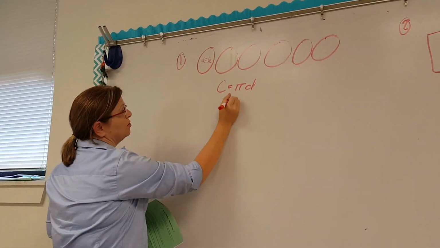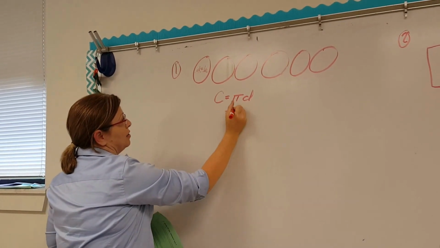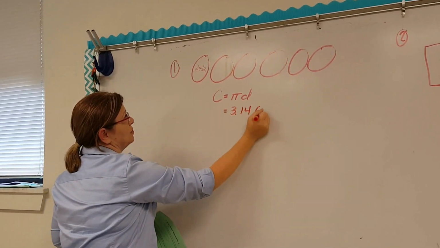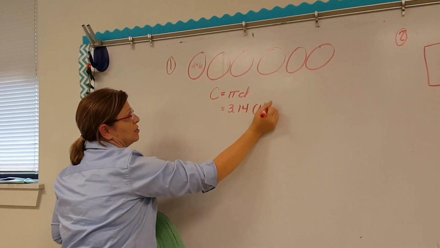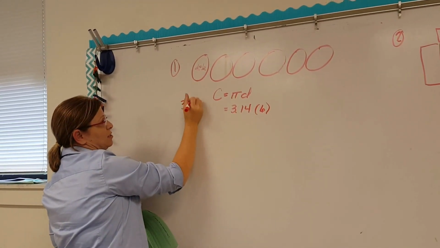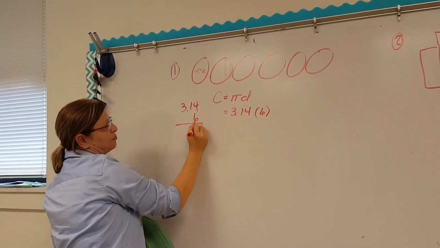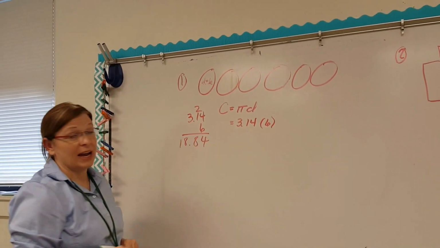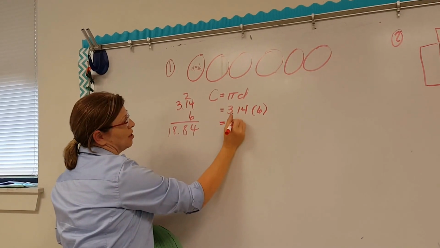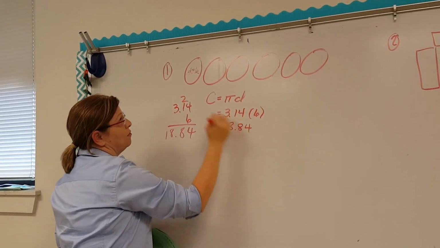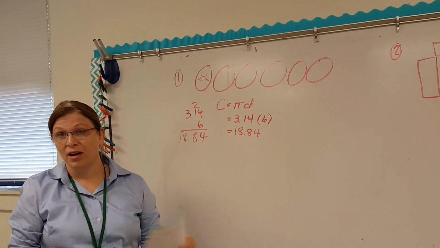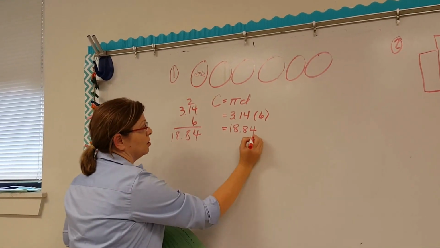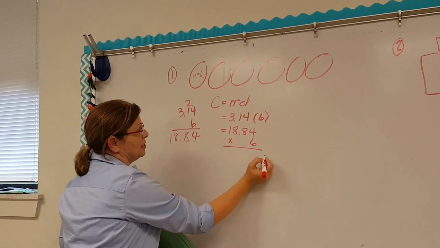So if I multiply this out, pi 3.14 times the diameter of the circle, which is 6. You come out here to the side and multiply that. You get 18.84 for the circumference of one of those frisbees. And then to figure out the circumference of all of them, you're going to multiply that times 6.